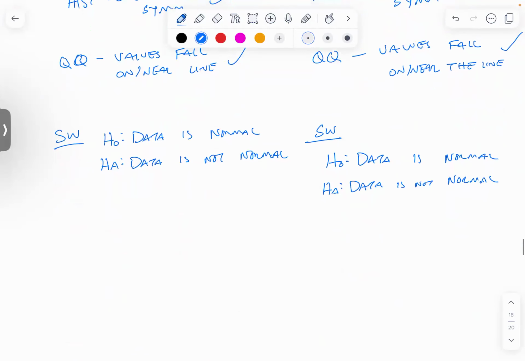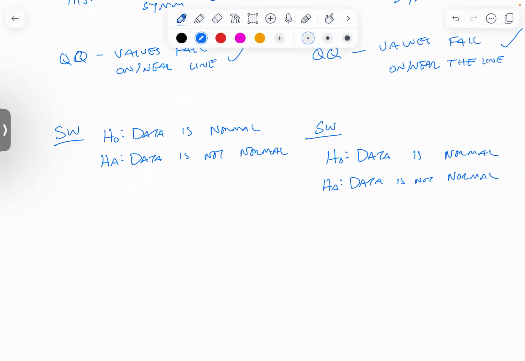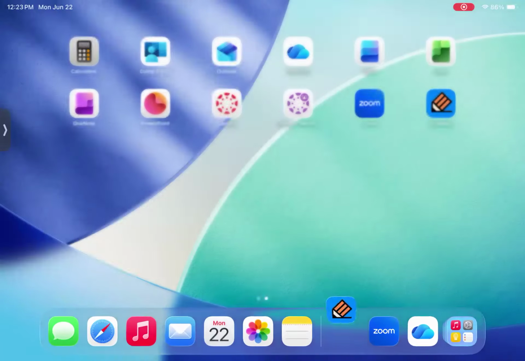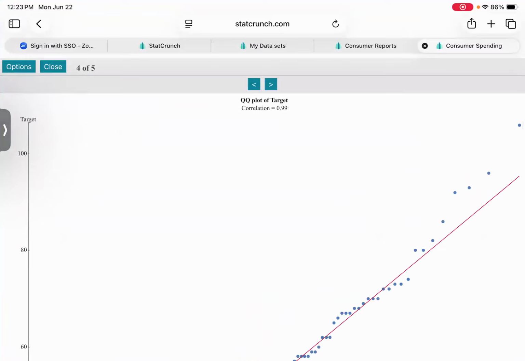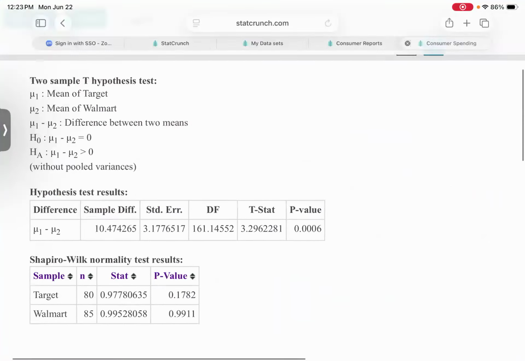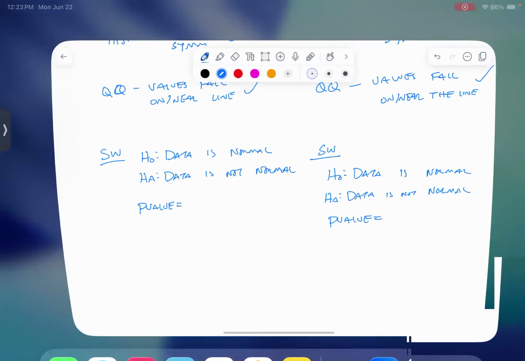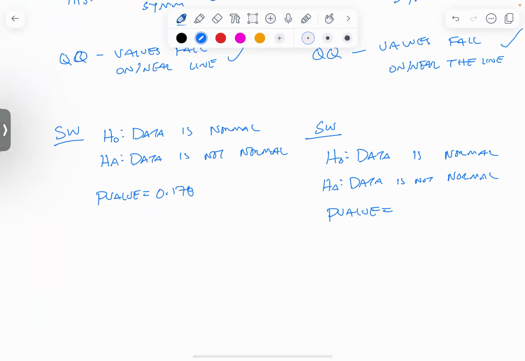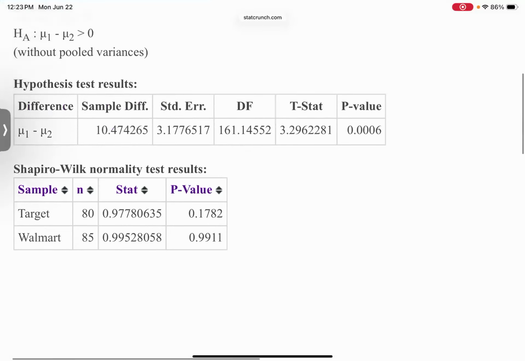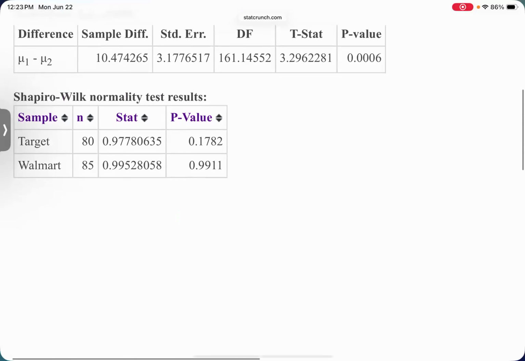All right, the first one, we're going to look at Target. Second one is Walmart. The only thing is to make sure we are grabbing the correct p-values. Okay, so back to our initial values. Down here, Shapiro-Wilk normality test for Target. The p-value is 0.1782. And the p-value for Walmart was 0.9911.